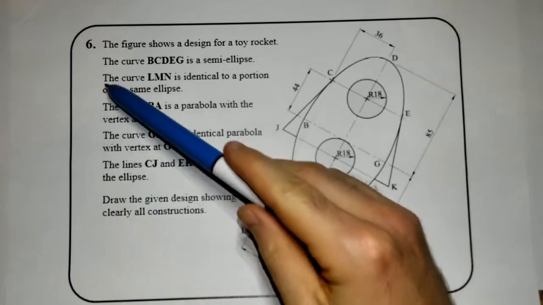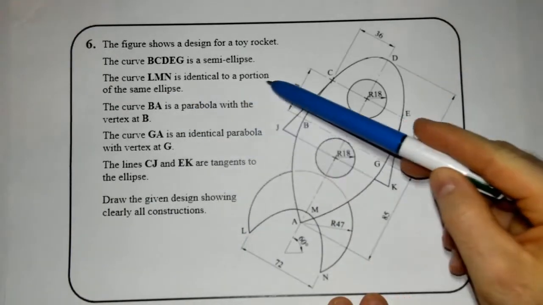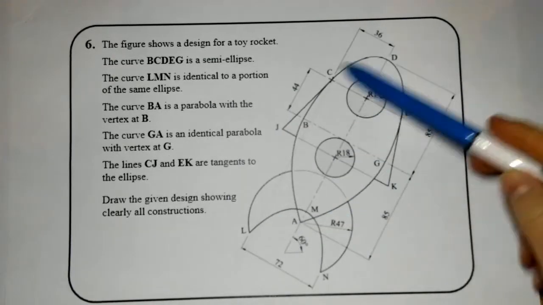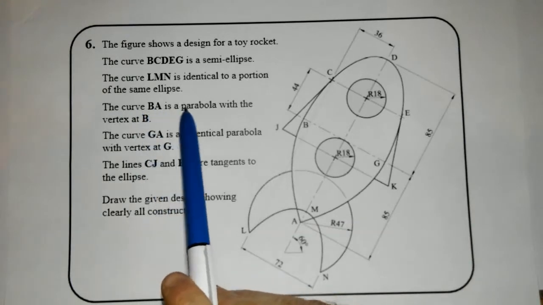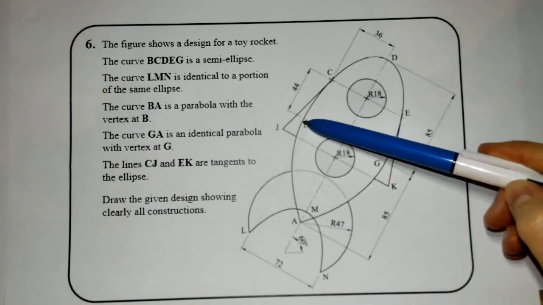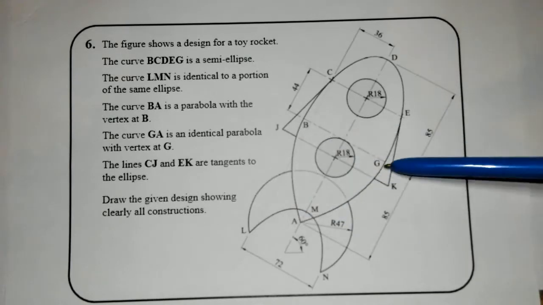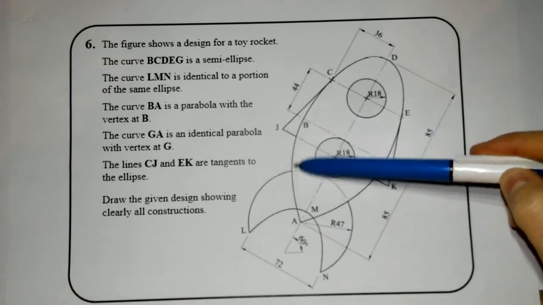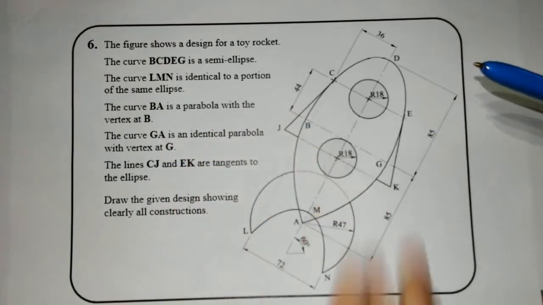The curve LMN, which is down here, is an identical portion of the same ellipse. So what we're going to have to do is complete this ellipse first before we can get this little bit here. The curve BA is a parabola with the vertex at B. The curve GA is an identical parabola with the vertex at G. So basically, they're the exact same image of each other, just copied over.